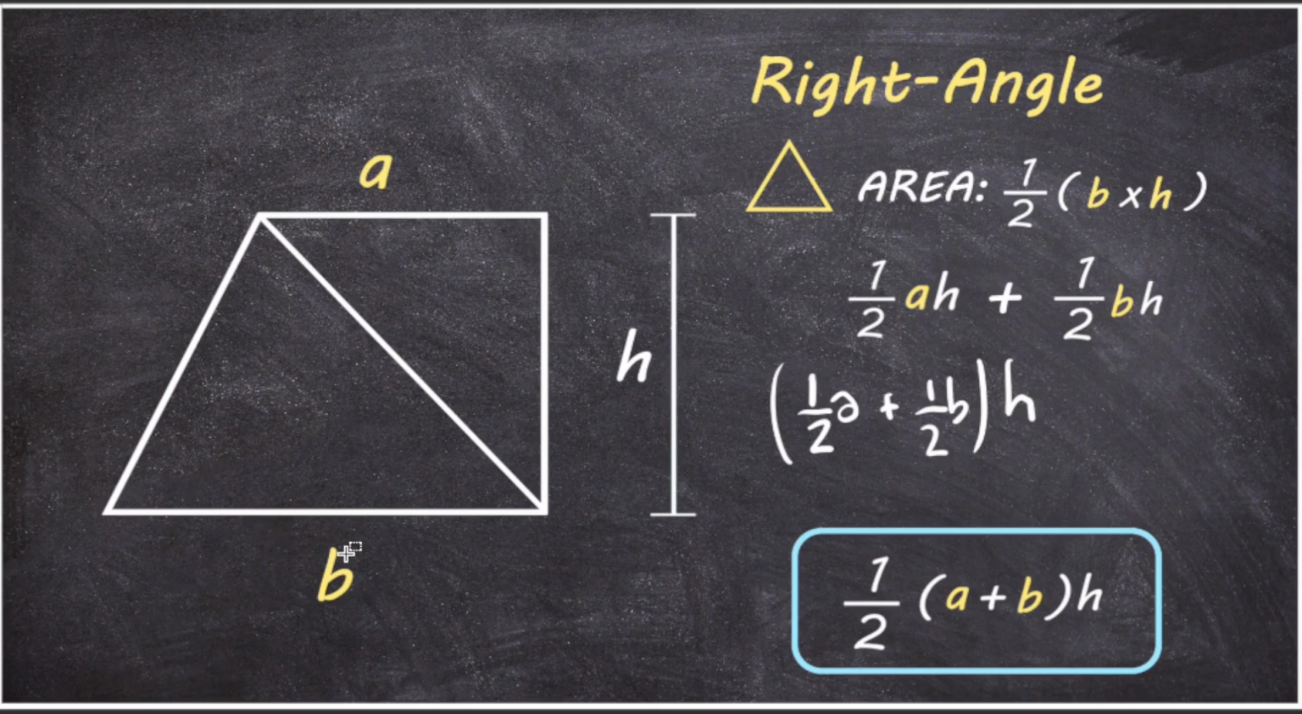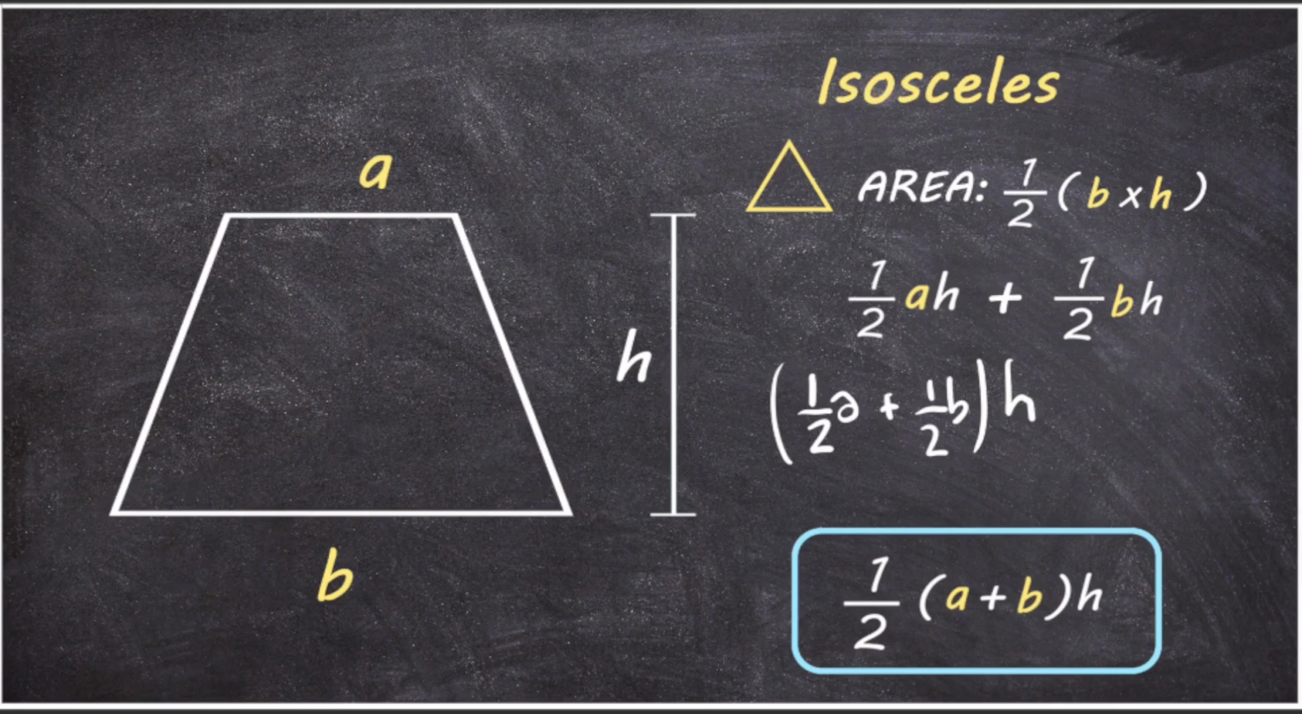If I swap the right-angled trapezium for the isosceles trapezium and I draw a diagonal from the top of the sloping edge to the opposite corner, we get the same effect. Two triangles, one with a base length of b and the other with a base length of a. So the area of this triangle is half a times height. The area of this triangle is half b times height. And then simplifying, we get the same formula.